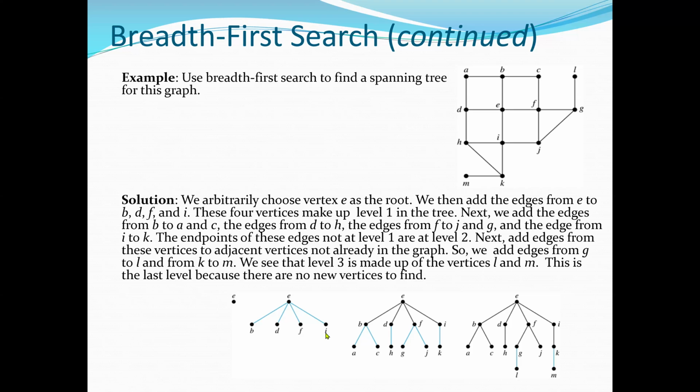Then the last one is I. So I'll go through I. I can't go to E. We cannot. E is our root. And I can't go to J because F and J is already. But I can go to K. So when we look at I, we have K. I cannot go to H because I already did D to H. So which means I will have only K.